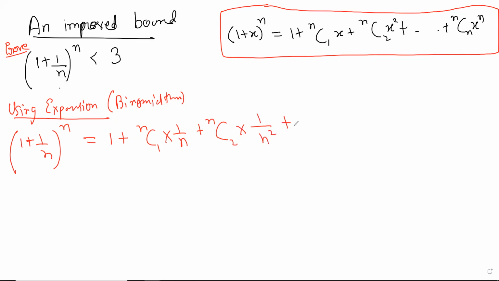Then the next terms are clear. Just put the values in place of x. Okay. So you see, we have already proved something interesting here. This 2 is already here. So this means that we have already proved it is bigger than 2. And this itself is not simple to prove if we don't use binomial theorem.